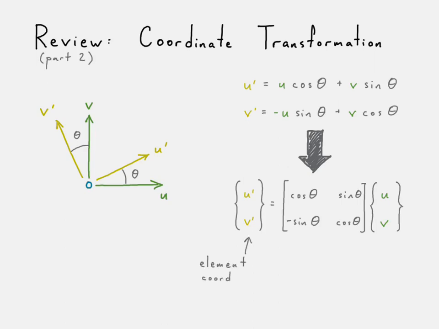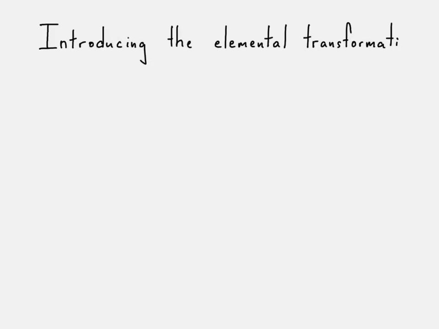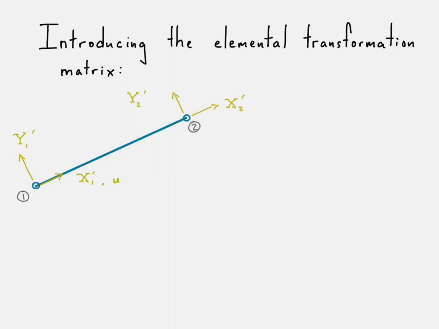Once again, that's our elemental coordinate system, and this is our global coordinate system. And so with that, then we can go ahead and introduce the elemental transformation matrix. So this is our elemental transformation matrix. There's our elemental coordinates, and here are the global coordinates. All right, and they're right here. Maybe we'll come in, you can see that angle theta, which is the angle of this element.